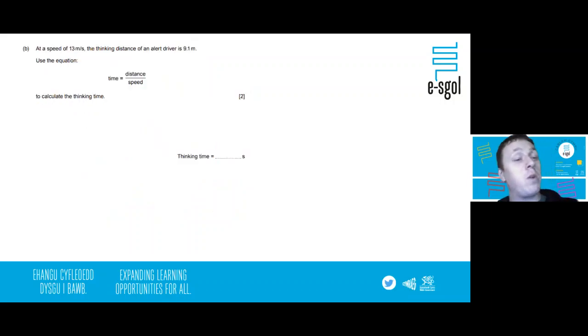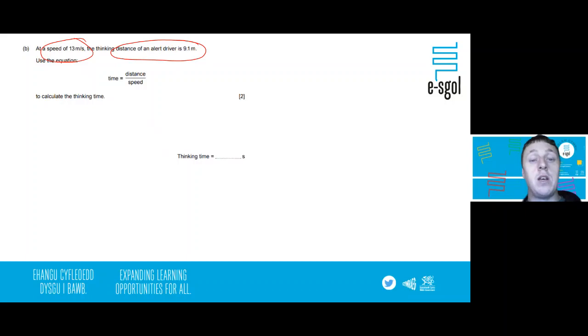Moving on to B, we now have a question that says, at a speed of 13 meters per second, the thinking distance of an alert driver is 9.1 meters. So here they've given us the values, speed of 13 and distance of 9.1 meters. So to correctly calculate this, they have given us the equation. It's important that you identify the values you place on top and below. So distance of 9.1 has to go on top, divided by the speed of 13.